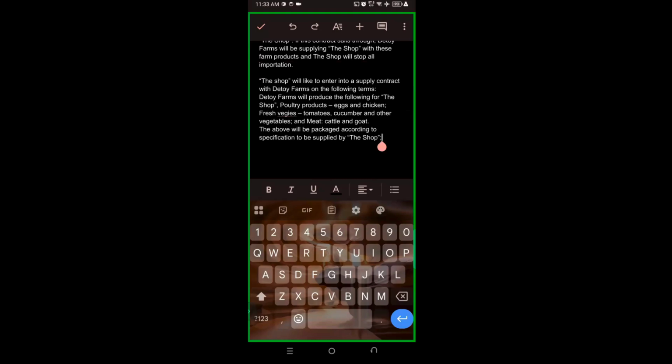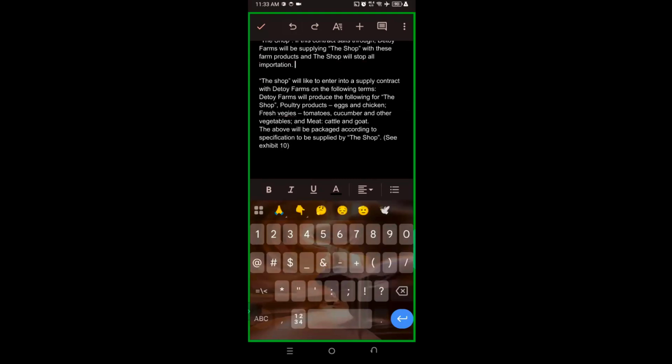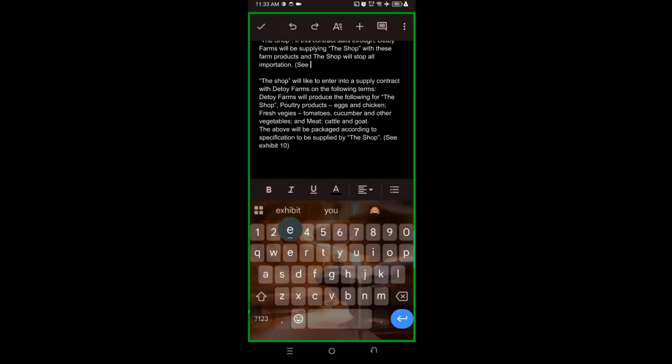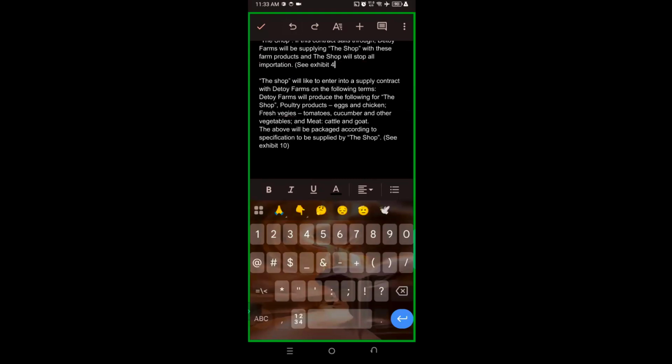In fact, I can even reference the exhibit. I can say see exhibit 10, because I picked this from this exhibit. I can say see exhibit 10.